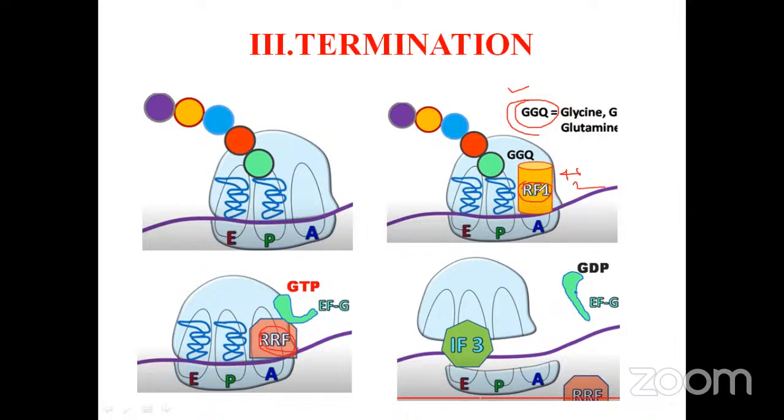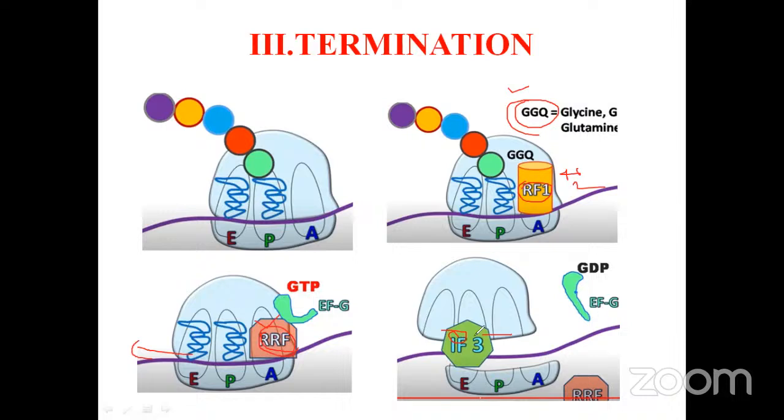After that, RF1 is removed, RF2 is also removed, and later RRF attaches at the A site. As a result, the E and P site tRNAs become empty and are removed. Finally, initiation factor 3 is added. What is the function of initiation factor 3? We already discussed it in the first class: dissociation. As a result, the 30S and 50S subunits dissociate.